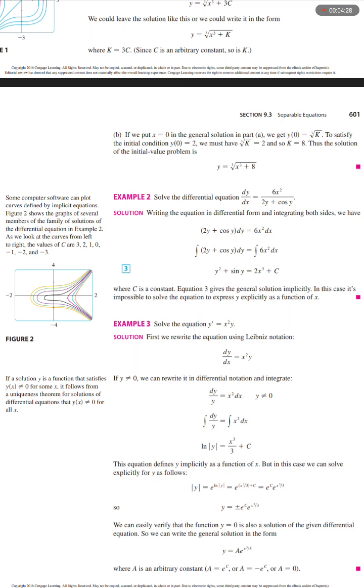Then you get equation 3. y squared plus sine y equals 2x cubed plus big C, where big C is a constant. Equation 3 gives the general solution implicitly. In this case, it's impossible to solve the equation to express y explicitly as a function of x.